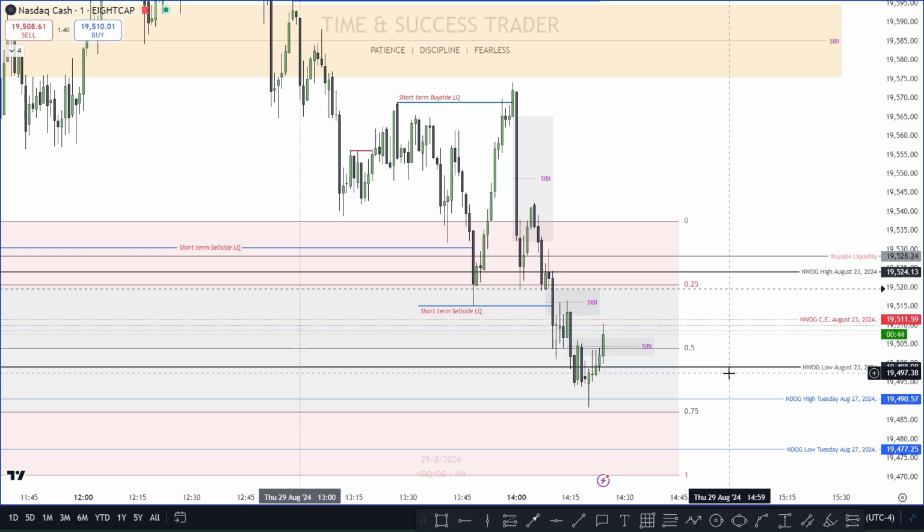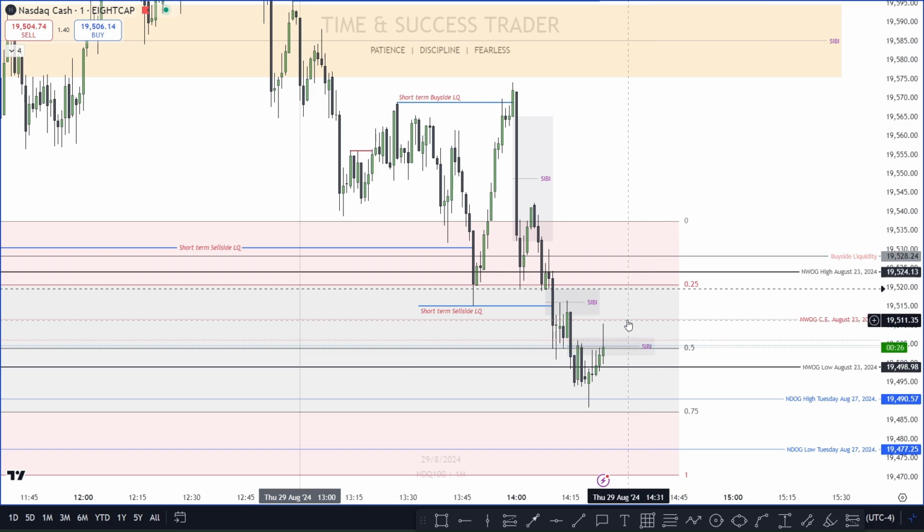Nice. Love the reaction of the candle. Need to see a closure. The push. Going back to the consequent encroachment right here.